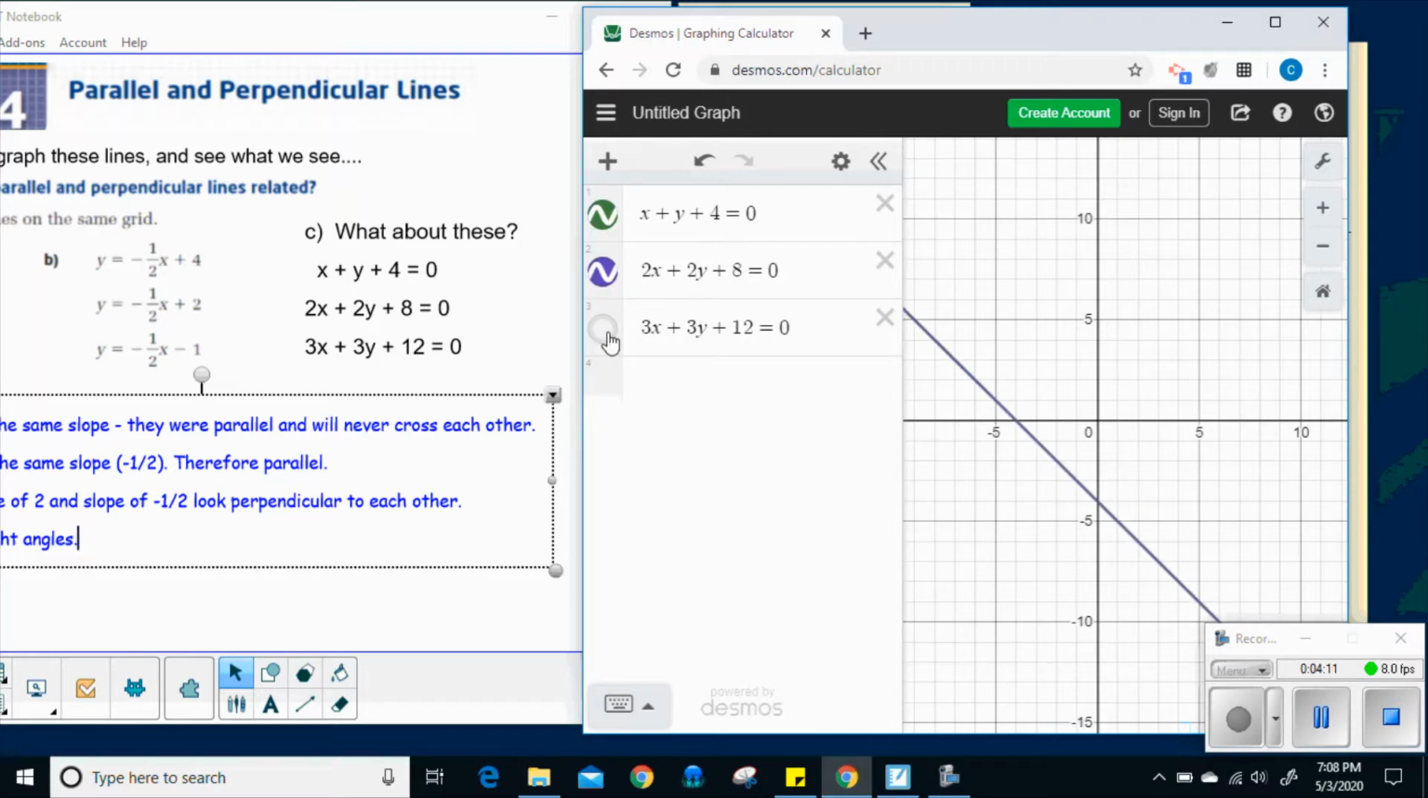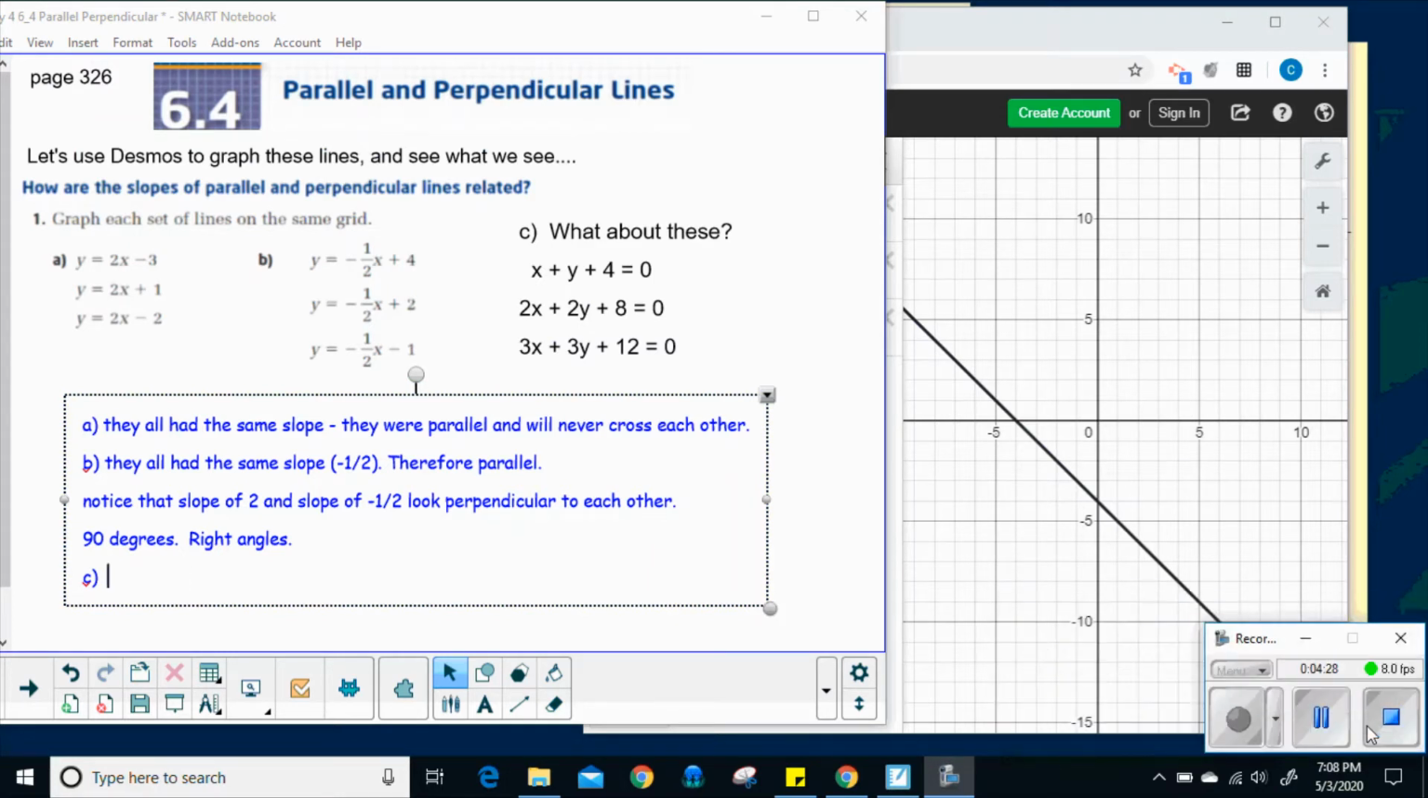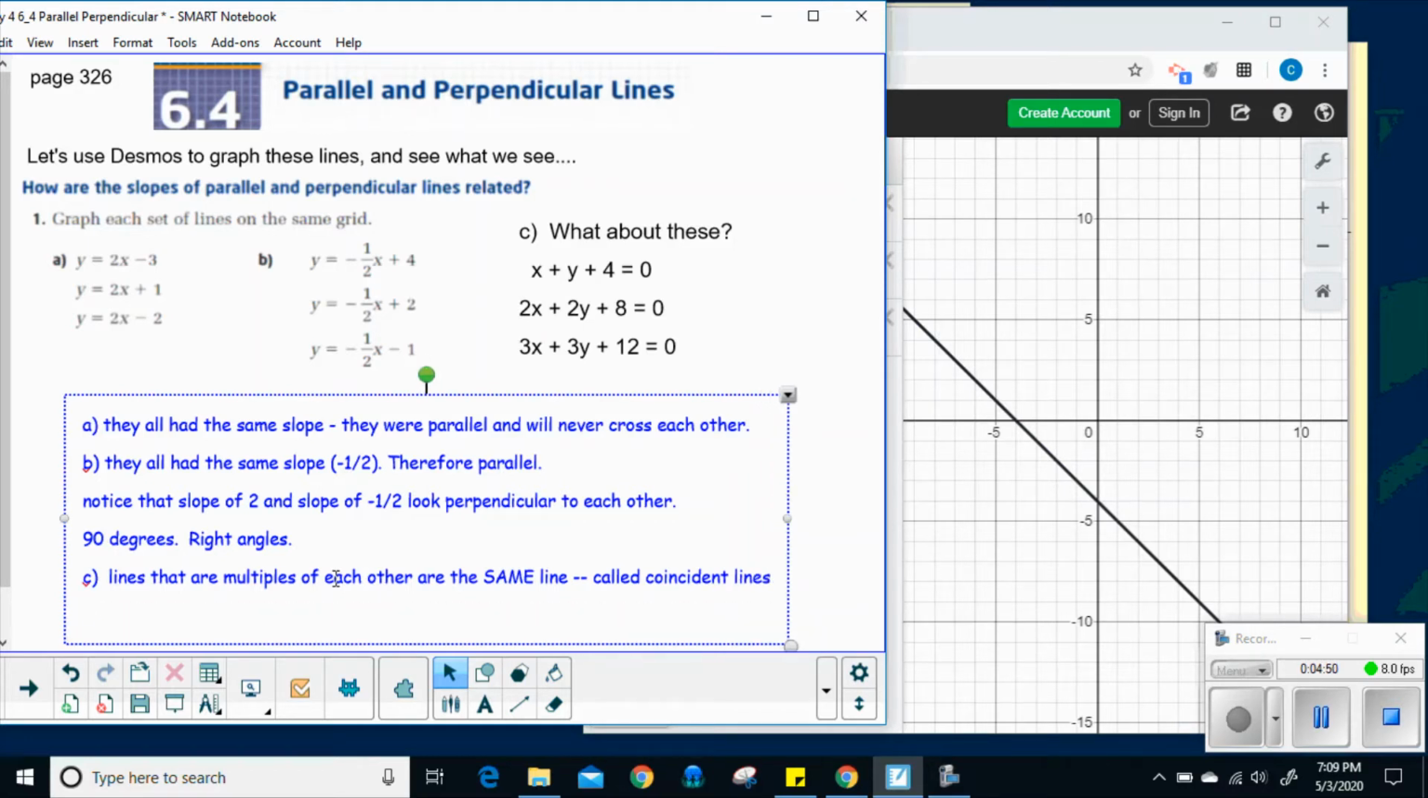So when you have lines that are multiples of each other, notice if I took all of these times 2, I get this one. And if I took all of these times 3, I get this one. These lines we call coincident lines. So let's write that down. Lines that are multiples of each other are the same line, and they're called coincident lines.